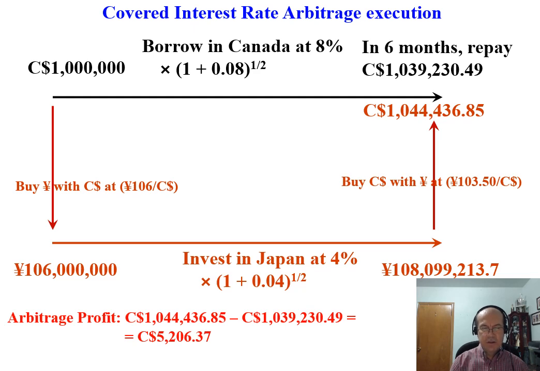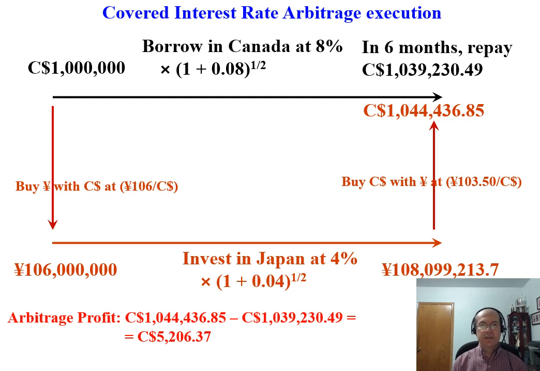So the difference between 1,044,436.85 Canadian dollars, which is how much the trader will have after converting Japanese yen into Canadian dollars at the forward rate, and 1,039,230.49 Canadian dollars, which is how much the trader needs to repay. The difference between these two numbers is 5,206.37 Canadian dollars, and this is the arbitrage profit.